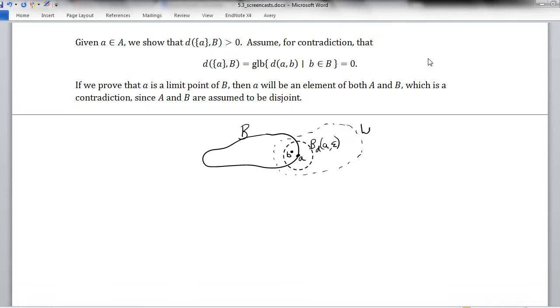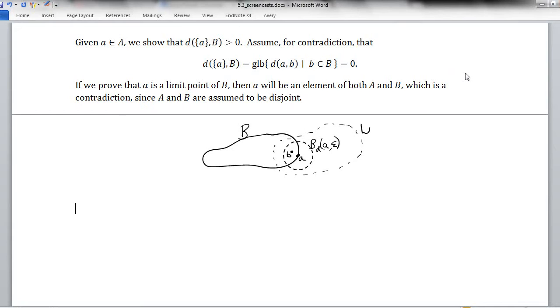So let's prove that by contradiction. Assume for contradiction that actually the distance is 0. Well, if we can prove from that a is a limit point of B, then since B is closed, a will be an element of B, but it's also in A, right? So it'd be in both, which is a contradiction since we're assuming that these sets A and B are disjoint. All right, so how can we prove that a is a limit point of B?